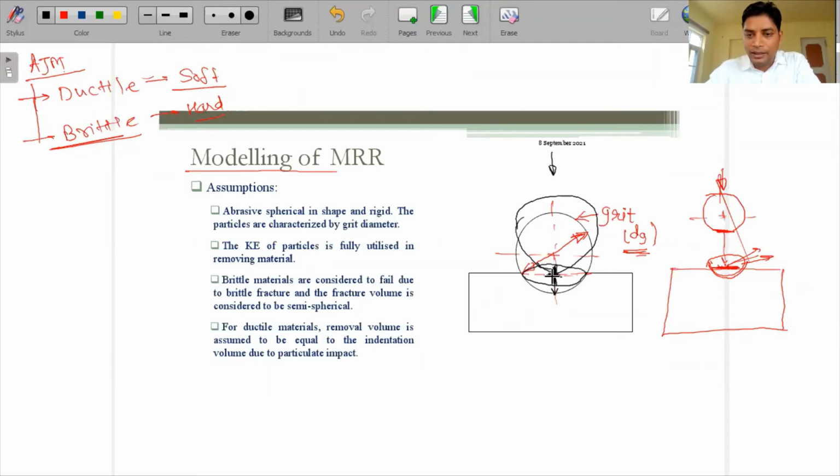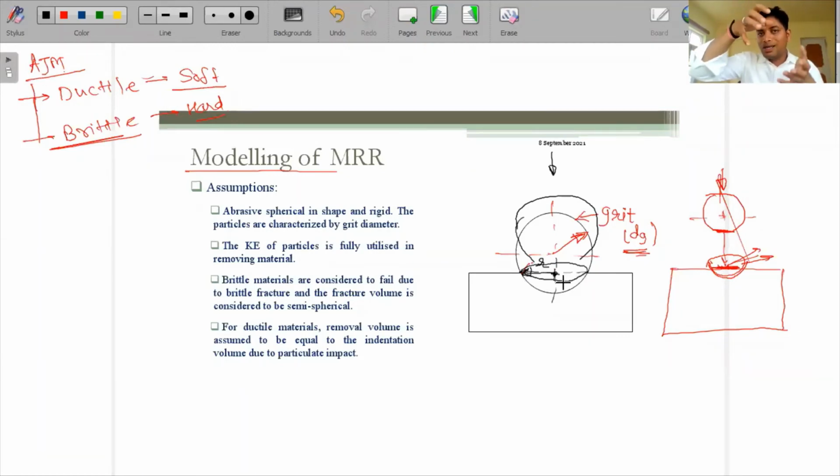So if this is the center, then from this center we are considering that this radius is r. This radius is the small r, or we can say rg as well, but I'm just writing small r only. Why am I writing this r? As I said, when you see from the top view, this abrasive particle, which is spherical in nature, will impinge the workpiece surface and will try to remove the material.